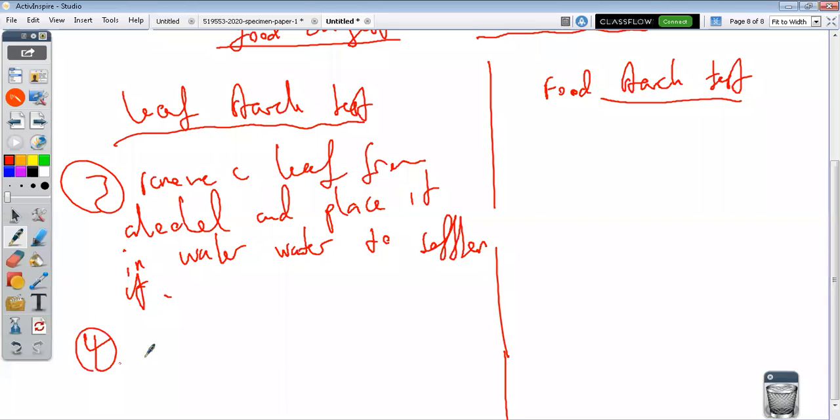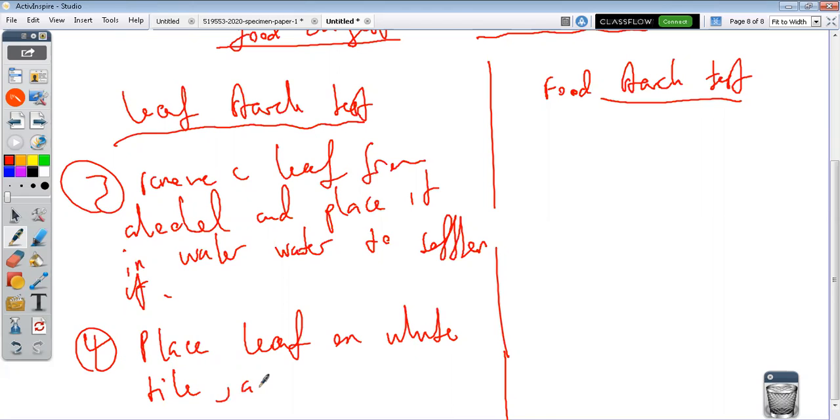And the last thing, you place the leaf on a what? On a white tile. And you add iodine solution. If starch is present, it turns blue-black. Clear? Everyone knows that. If starch is not present, it remains brown. Clear? Anyone with questions?